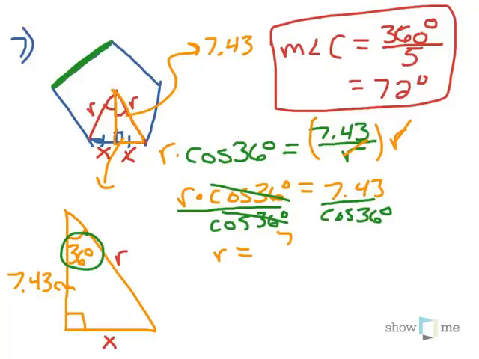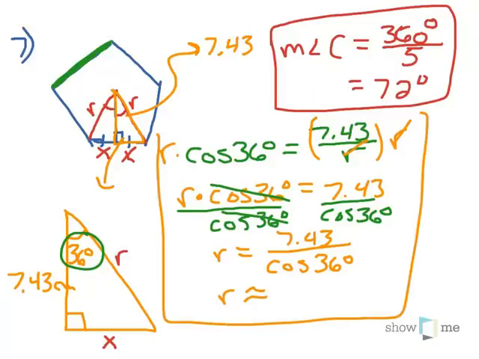On the right, you're going to use your calculator to figure out what 7.43 divided by cosine of 36 degrees is. This is going to give us an approximation for r. When you put it into your calculator, make sure you're in degree mode. To the nearest hundredth, I got 9.18 centimeters. Hundredth is 2 decimal places. So that's what r is. It's the radius. Got that part finished.